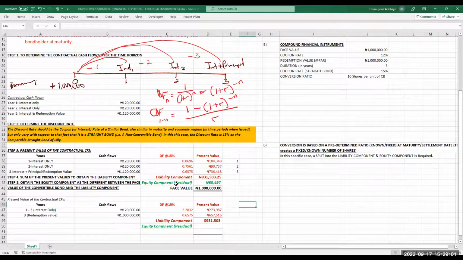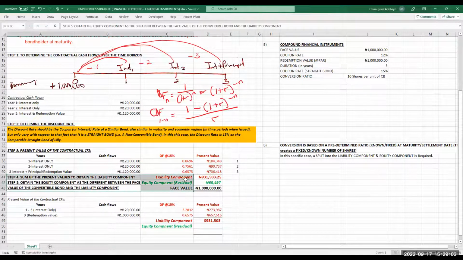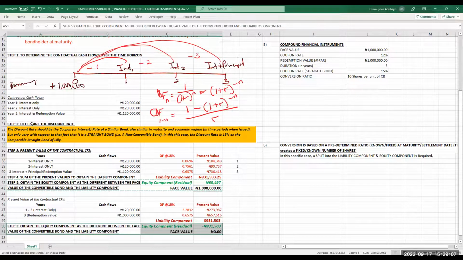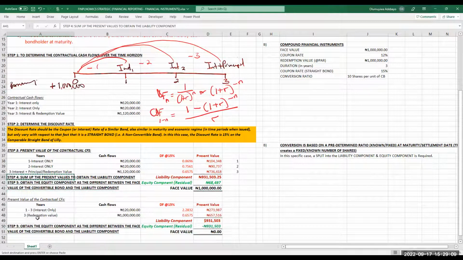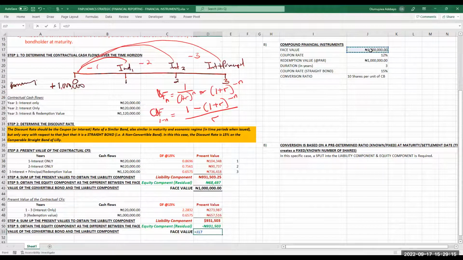Okay, the same thing I do here, you get the same thing. And that's just it. Therefore, the 1 million, I link it, and it gives me the same value.